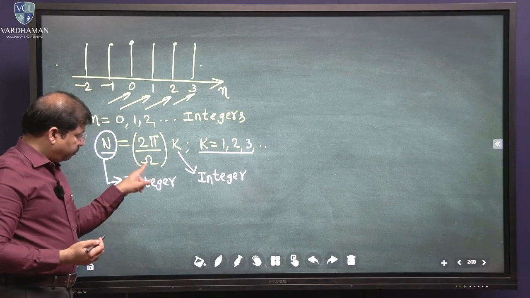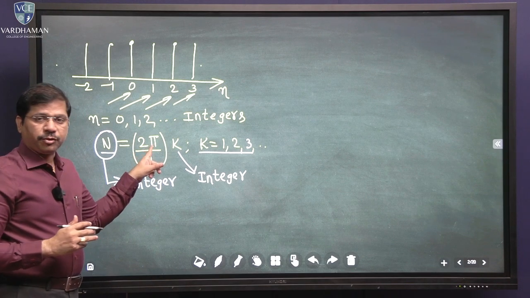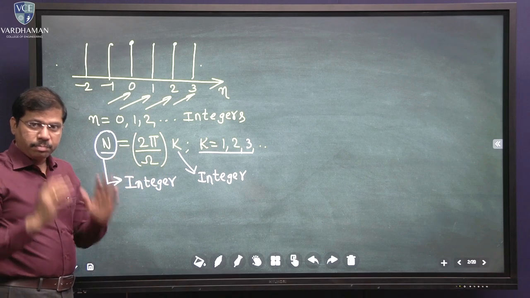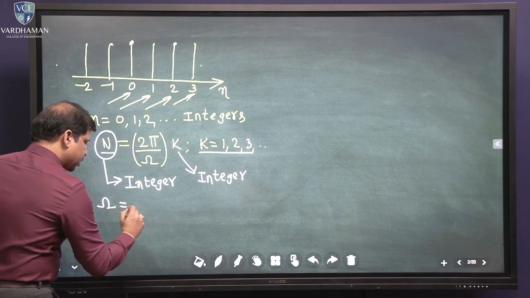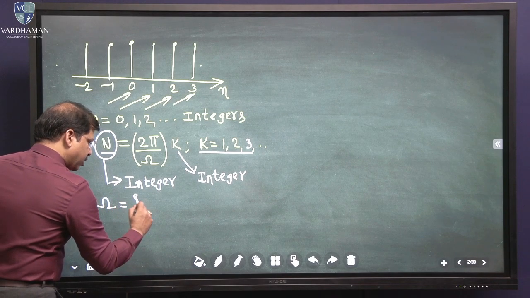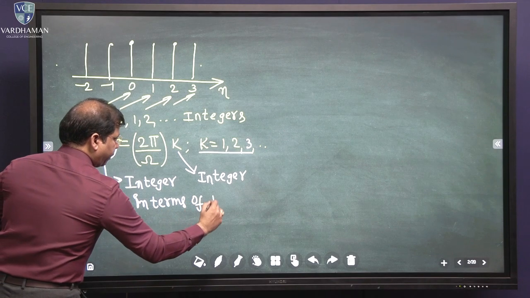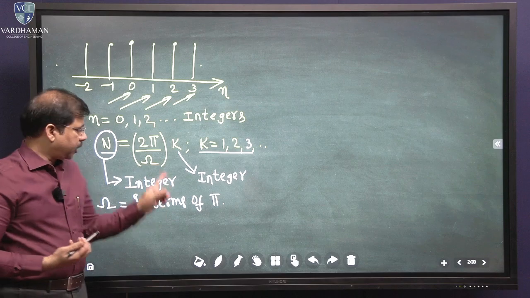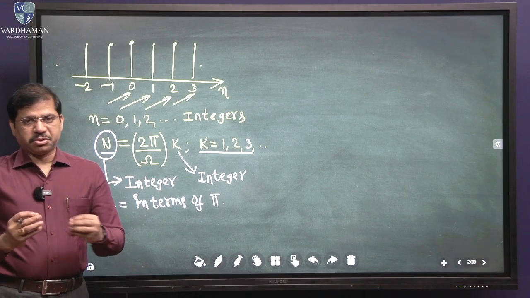Otherwise, if you take omega as an integer, then what happens? This pi will be left over. So in that case, you don't get N as an integer. So compulsorily, in the discrete time domain, the angular frequency must be in terms of pi. So that is a rule. You cannot take angular frequency as 1, 5, 6, something like that.